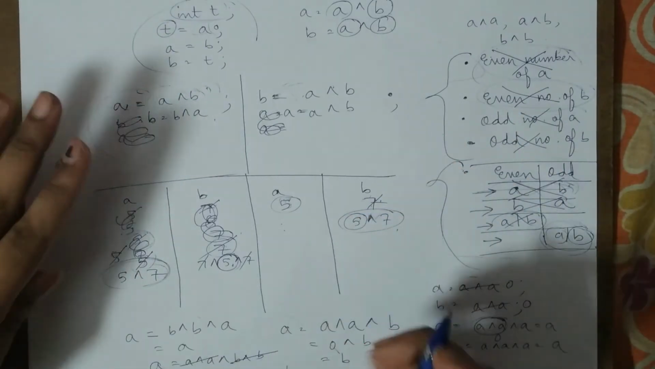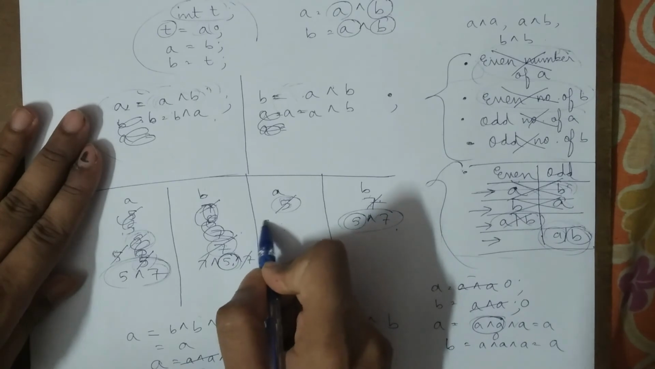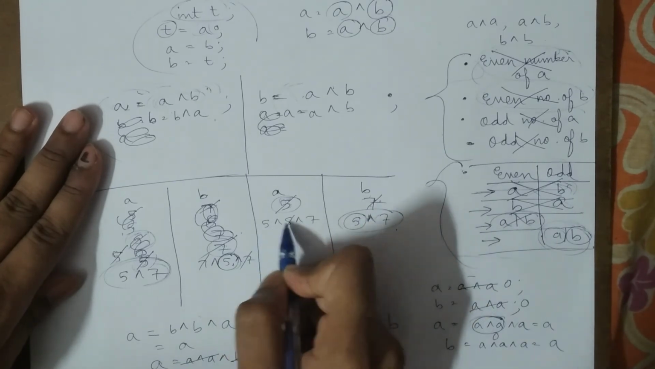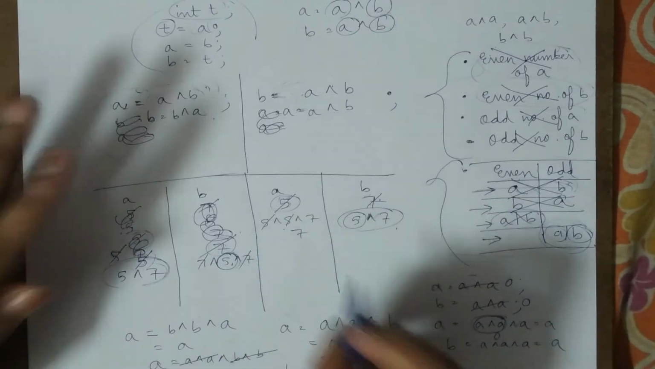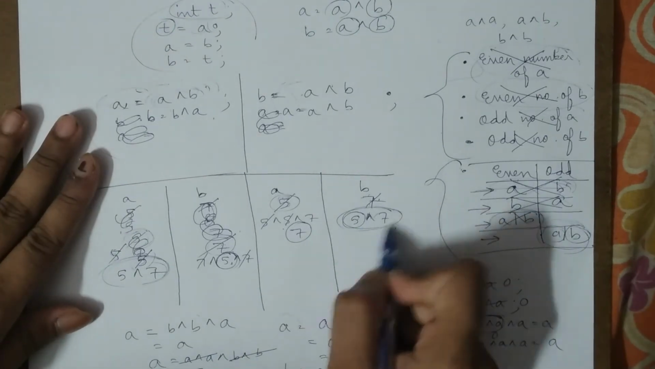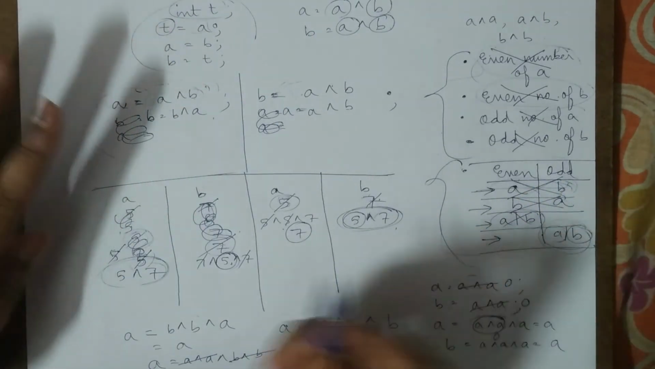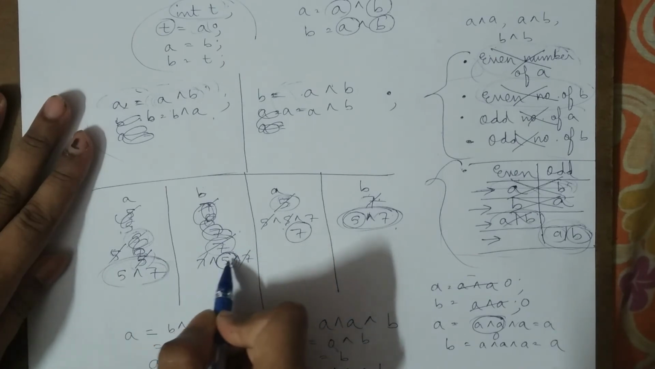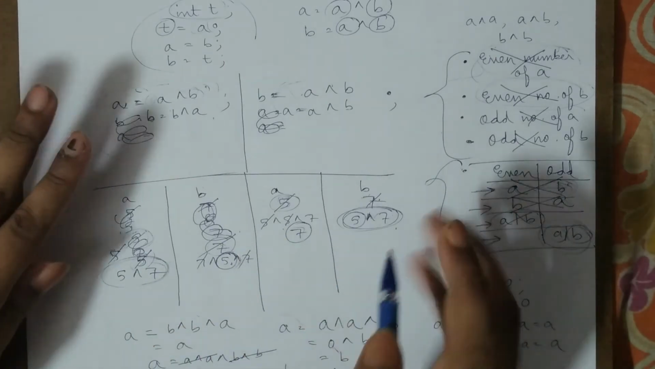But here the number is still not lost. Okay, so for example here I do 5 XOR 5 XOR 7 and I get 7 over here as the answer. And you can still see that the original values are retained and not lost. Like here 5 XOR 7 is present and 5 is present, here 7 is present, 5 XOR 7 is present.